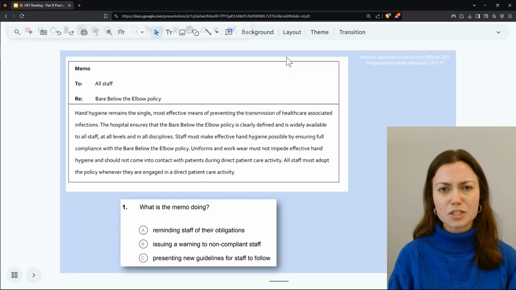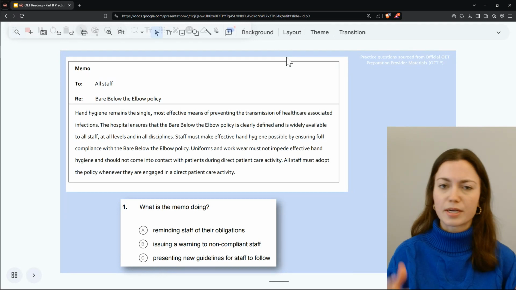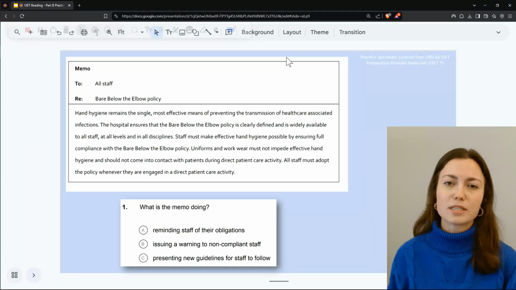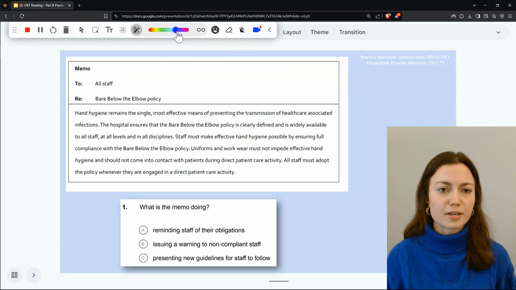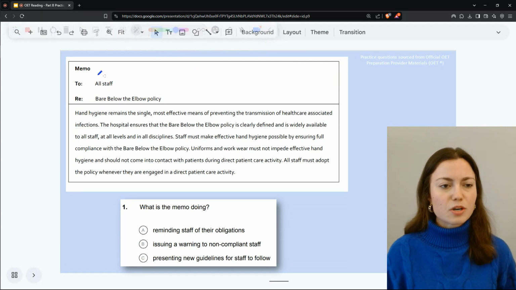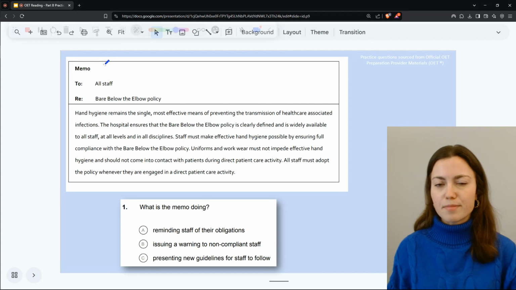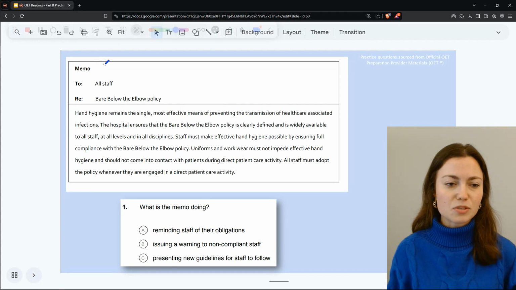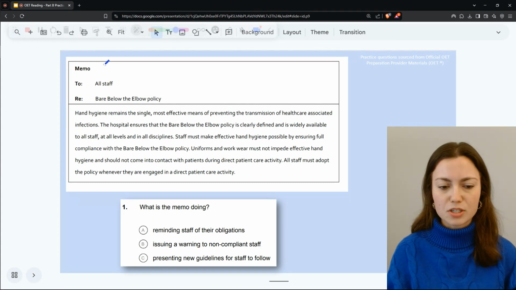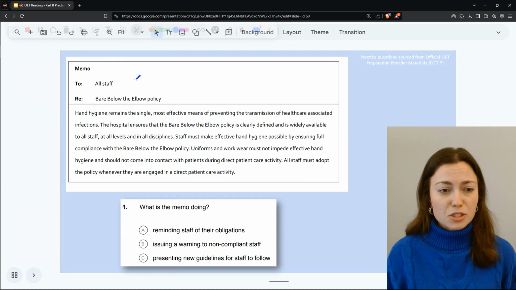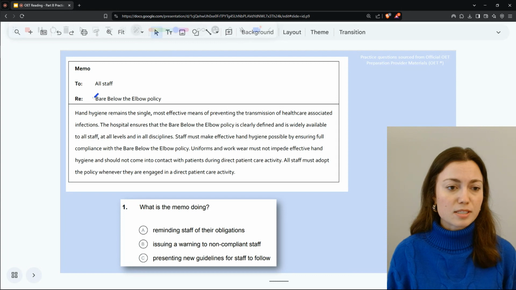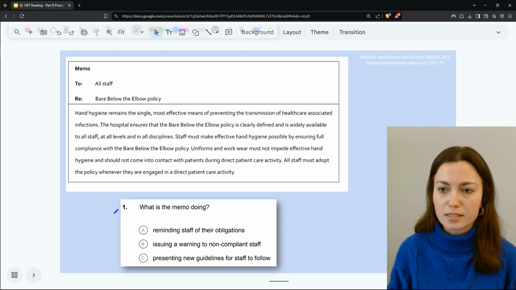You'll notice that each question in section B has its own text. So this is the text just for question 1 there. You'll notice it's a memo. So we often see memos, emails, updates, we see workplace documents and policies. And we have, again, a bit of information here, all staff, and then the subject: bare below the elbow policy.